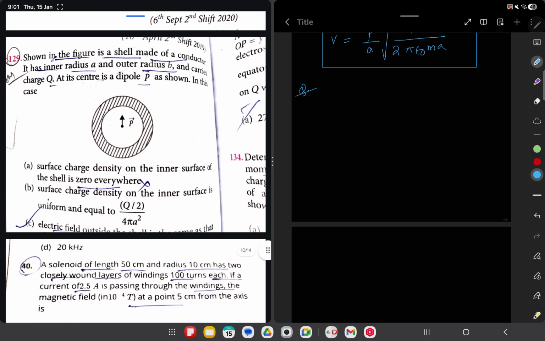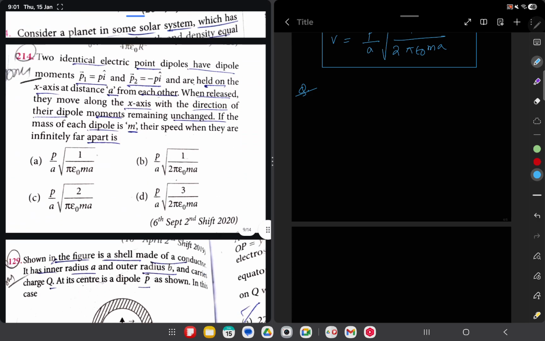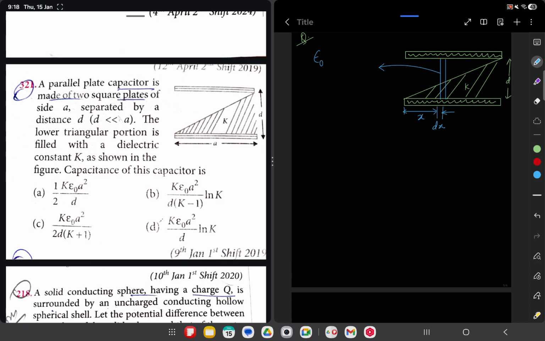Moving on to the next question. In this question, you need to find the capacitance of the capacitor. Let's take a distance x from the end. So these two capacitors are in series. For the first one, C1 equals epsilon naught a by d. The area is given.